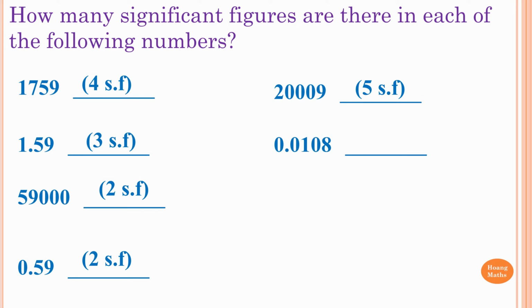0.0108. 0 in front of a non-zero digit is not significant. This means we don't count that 0. And because we count the first and the last digit, any digit in between must be significant as well. So this 0 here is significant. Therefore we have 3 significant figures.